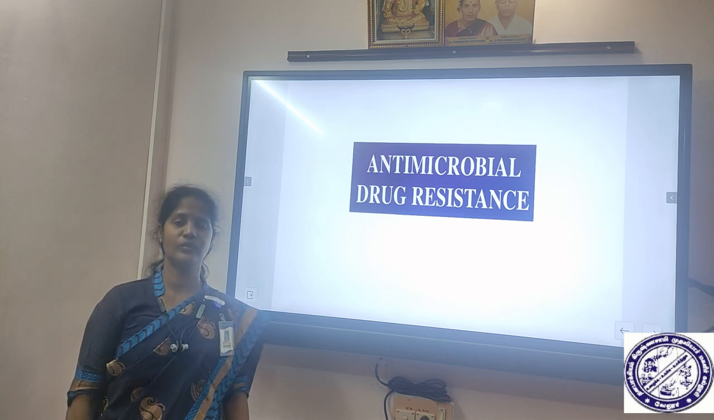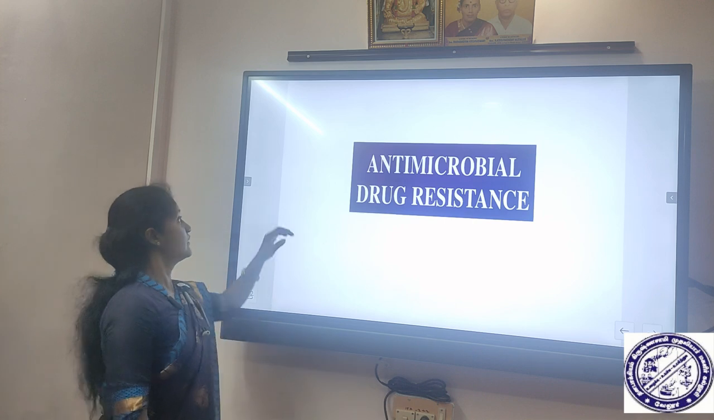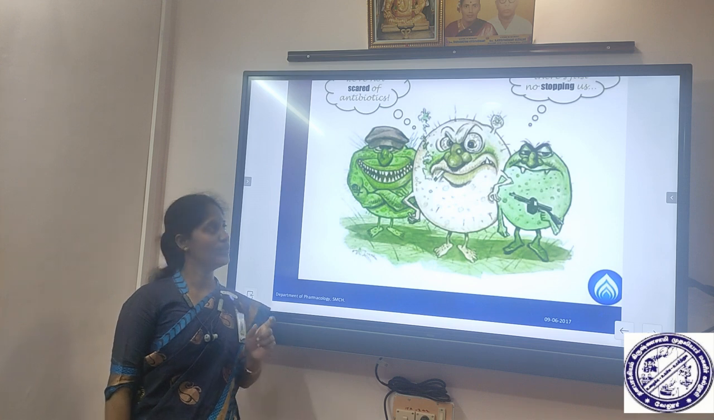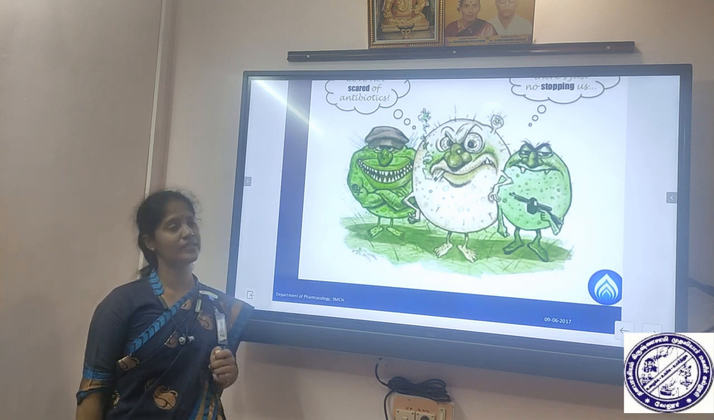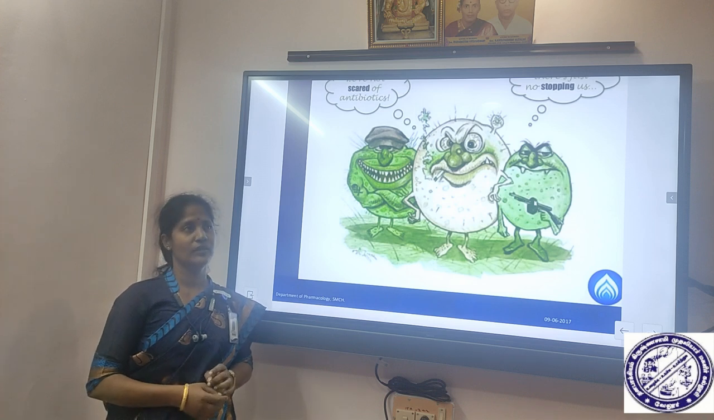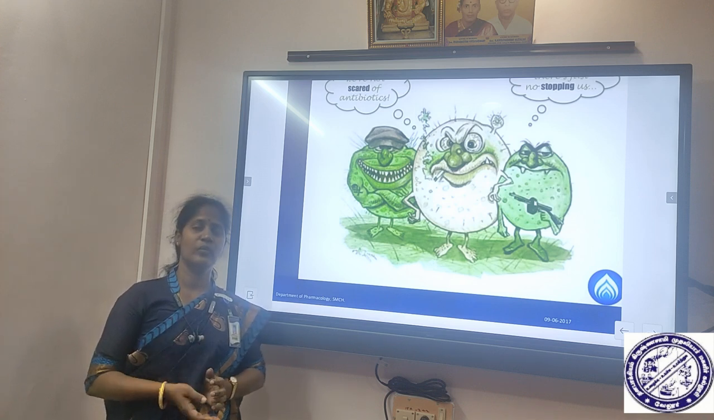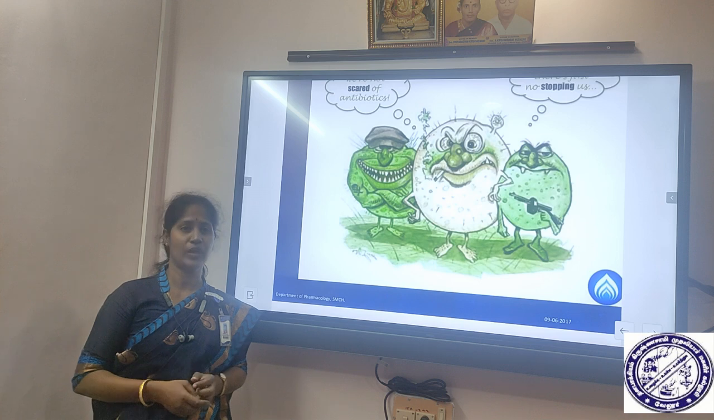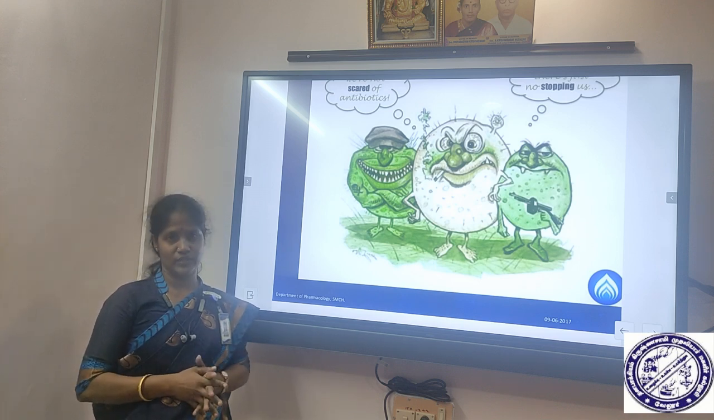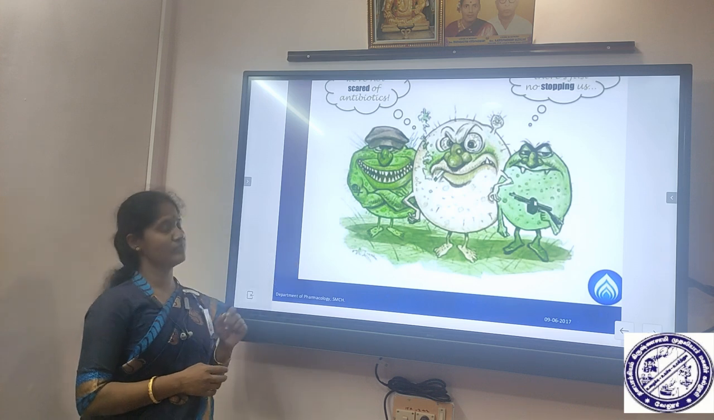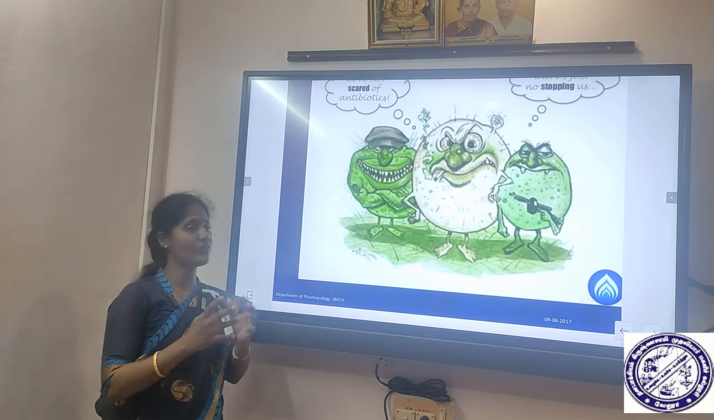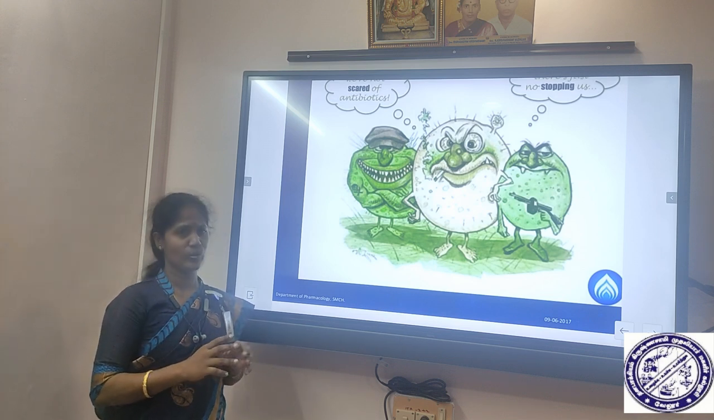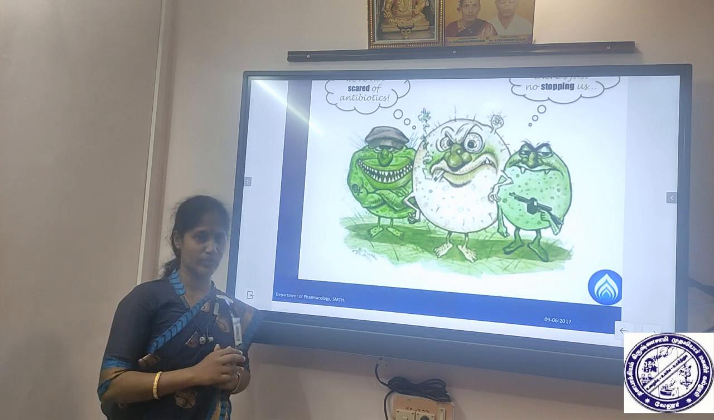Now I am going to tell you about antimicrobial resistance. By seeing the picture itself, you can see what antimicrobial resistance is. It is a term related to microorganisms. We know that most of the diseases in the world, for human beings as well as animals, are caused by a variety of microorganisms. Some microorganisms are saying, I'm scared of antibiotics, but some microorganisms are saying, no, don't worry, no need to be scared of antibiotics. Okay.